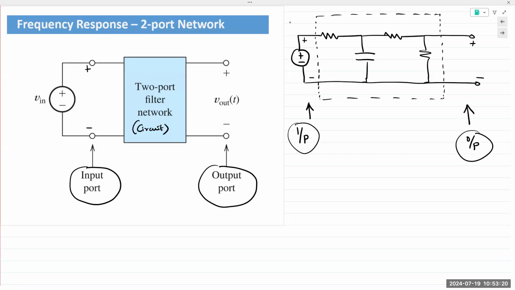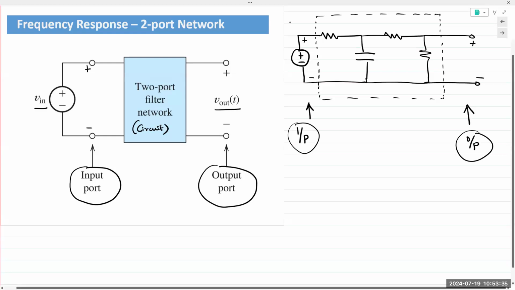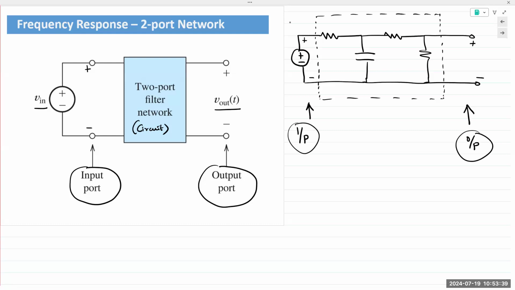In real life, you can buy filters that are like sealed boxes. You simply take it and design your circuit around it. Simply apply an input to it and you collect the output. So we have V in on the left, we have V out on the right. Both of those are AC signals. If it's DC, then it doesn't change, so there is no frequency response for DC, because the value is constant. It's only for AC that it works.